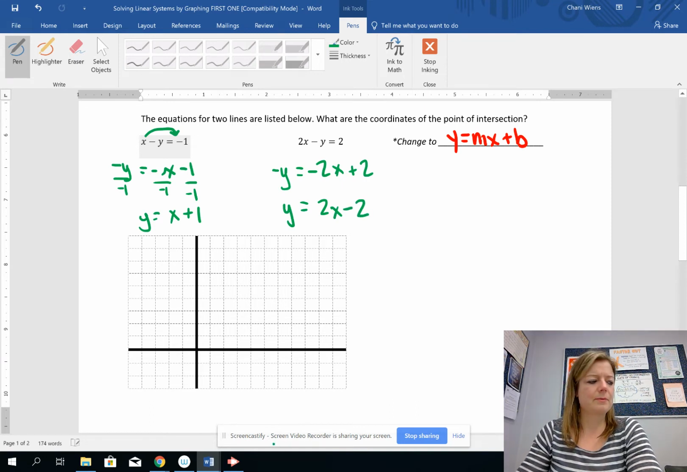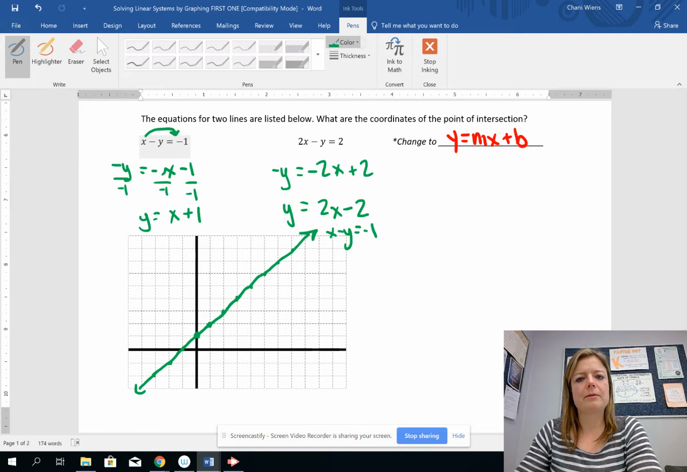Okay, so let's graph this one first, x plus 1. So I have a y-intercept of 1, and I go up 1 over 1, up 1 over 1. Okay, so obviously I don't have to do this many points, but it does help to see right where they intersect often. And also, I don't have a ruler right now on my trackpad, so it's easier to do it this way. Again, you should use a ruler. So that's x minus y equals negative 1.